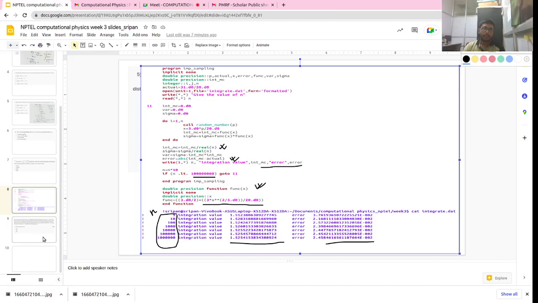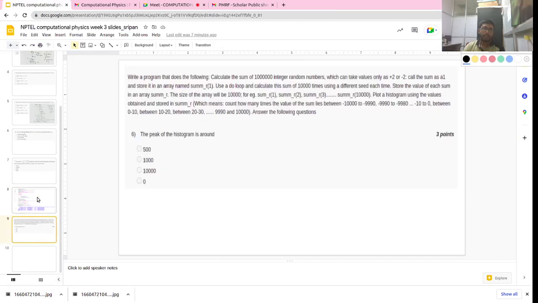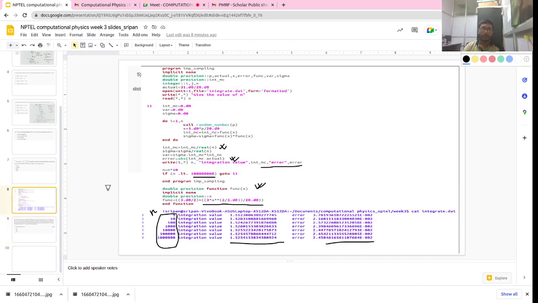So I think I am done. I have another question, but I think it's already discussed in the previous class. Here they just change the range of the values, +2 or -2. Last time it was given as +1 or -1, and everything is similar. So you can do this same programming, just change the values there. Okay. So that's it.